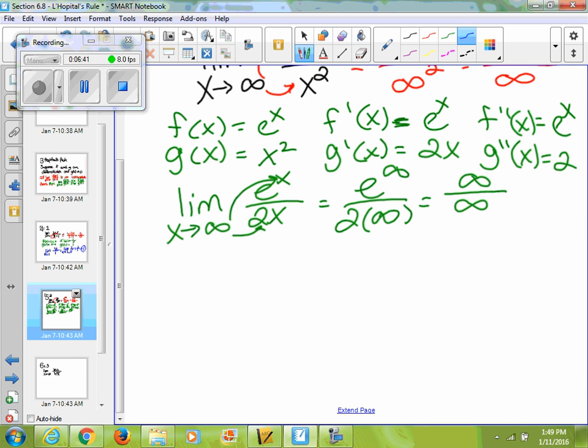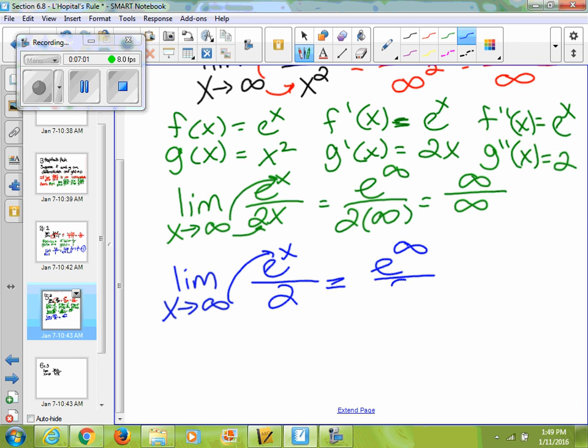So if I rewrite my limit again, I get the limit as x approaches infinity. My second derivative for f of x is e to the x. My second derivative for g of x is 2. And then if I continue to plug in infinity for my x's, I get e to the infinity divided by 2. That becomes infinity divided by 2, which is in fact just infinity. That is good. We can stop there. We couldn't stop here because you can't divide by infinity, but we can stop here because you can in fact divide by 2.